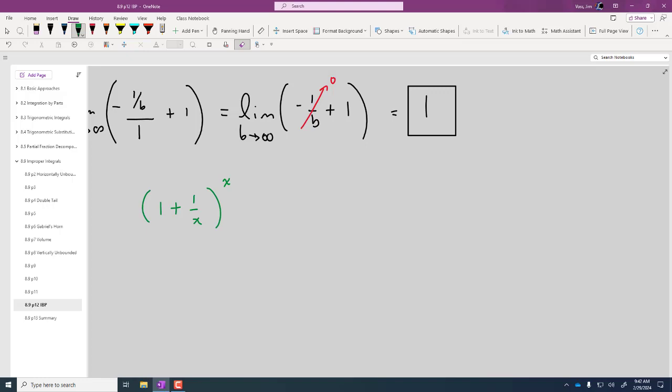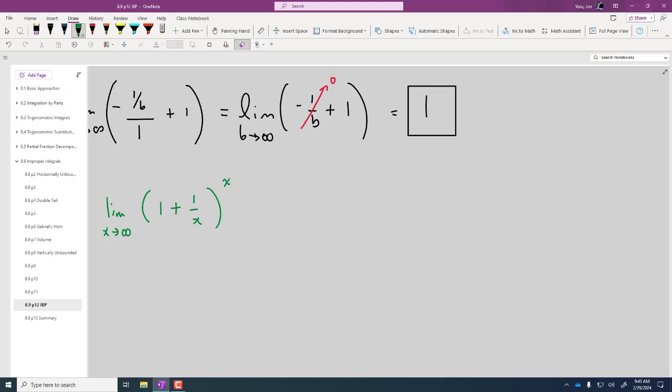Let's just write it like that first. So what about this limit as x goes to infinity? This you first learn in college algebra. They don't use the word limit. They use the word horizontal asymptote, and you look at the graph of that. And what does that go to? What is that limit equal to?